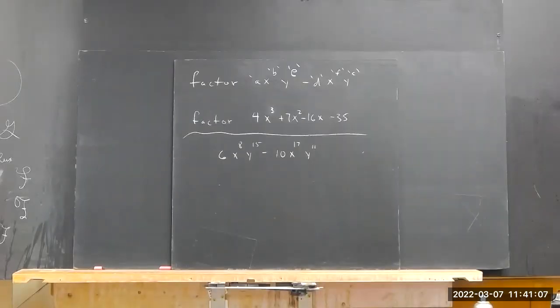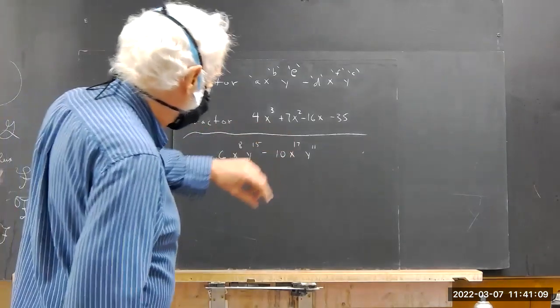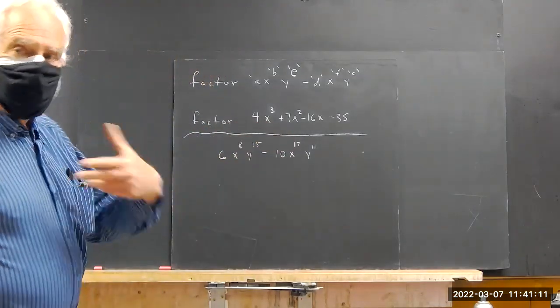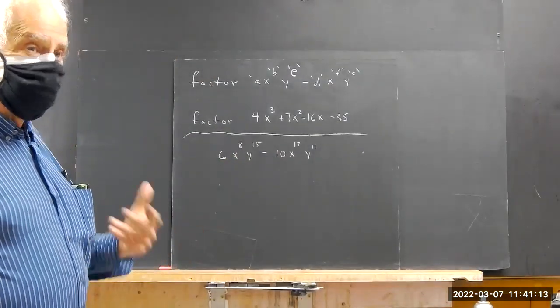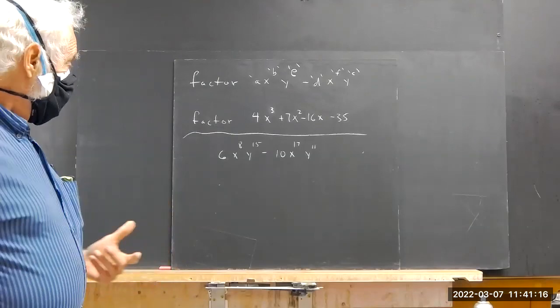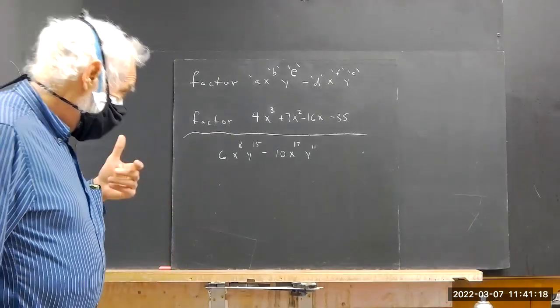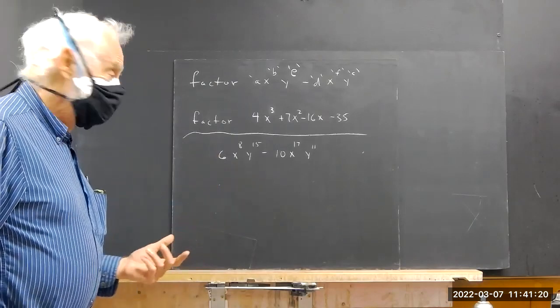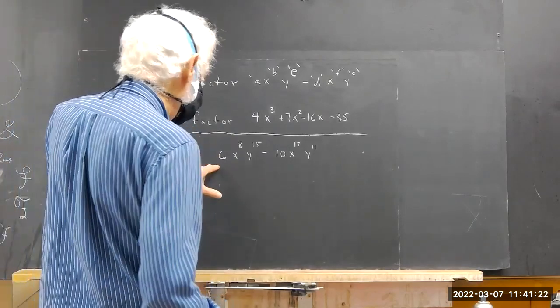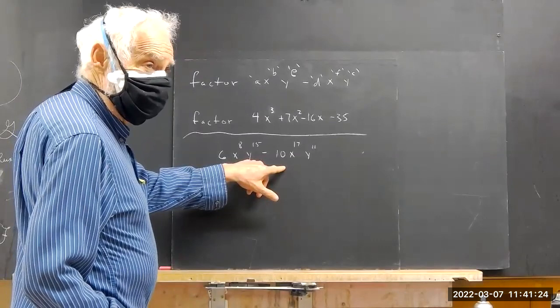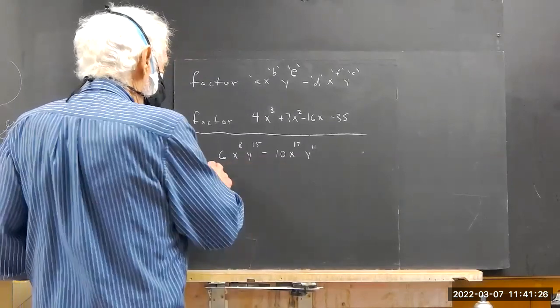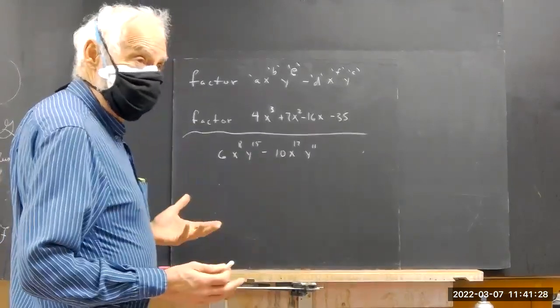Okay, people have a little bit of trouble with this, so let's be sure we understand this in terms of the distributive law. Now, typically, just to see what's going on, I would do something like this. You got the 6 and the minus 10, right? And you know that there's a common factor, which is 2.